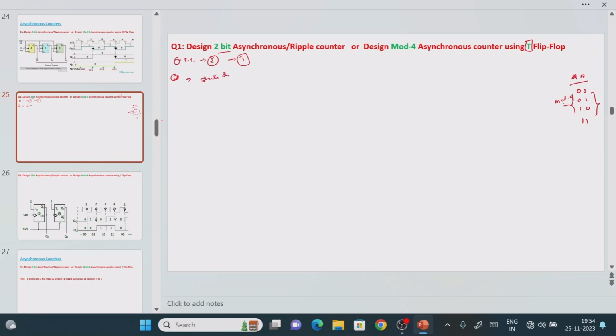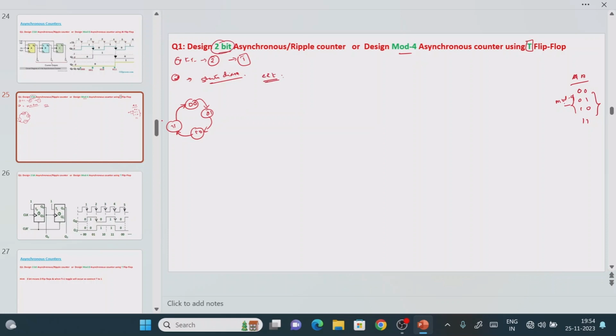State diagram means after applying the clock pulse, how it moves from one state to another state. So mod 4 means how many counts? 00, 01, 10, 11. For the first clock pulse it will change from 0 to 1, then 1 to 2, 2 to 3. Once the count is completed, it will return back to the initial position. Once it is completed, what is the next step? We need to draw the circuit diagram.